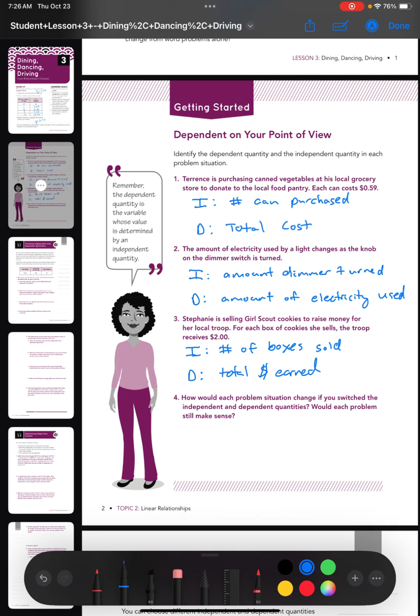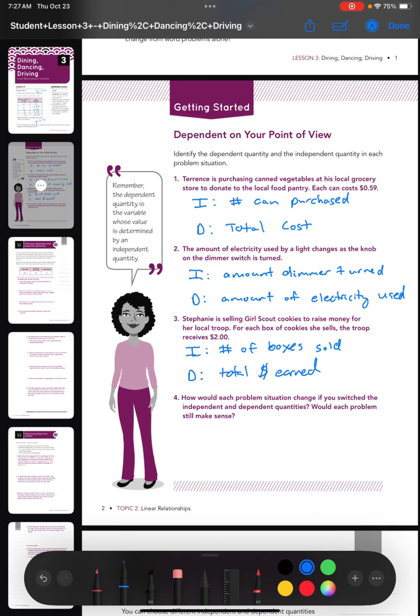Then 4 asks us, how would each problem situation change if you switch the independent dependent quantities? Would each problem still make sense? Well, depending on the context, it's not always going to make sense. Like, for instance, number 2 with the electricity. It wouldn't make sense to reverse those and say that the brightness of the bulb is going to change based off of, or be able to move that dimmer switch based off how bright the bulb gets. It's not going to make that switch move.